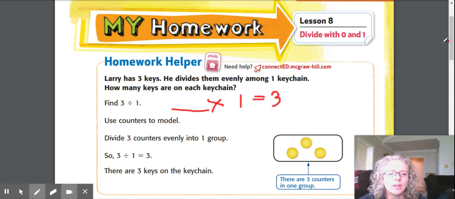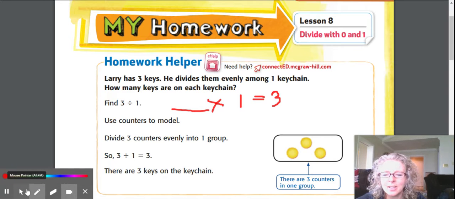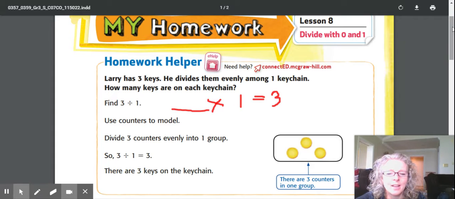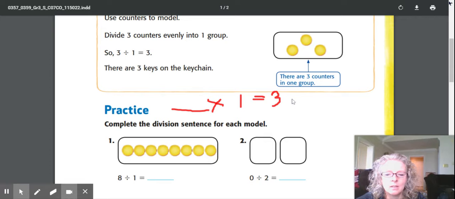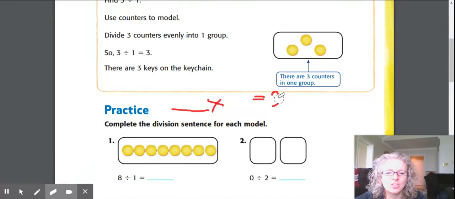Now, I want you to think about this. When you are dividing by 0, you need to really think about it. Oh, how do I erase? I always forget how to do that, guys. Let me get rid of this junk up here.